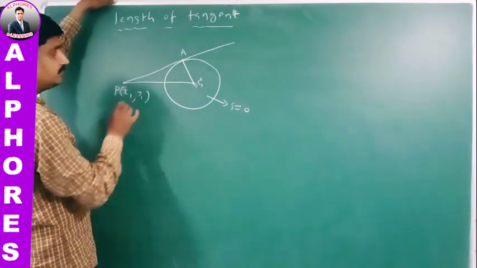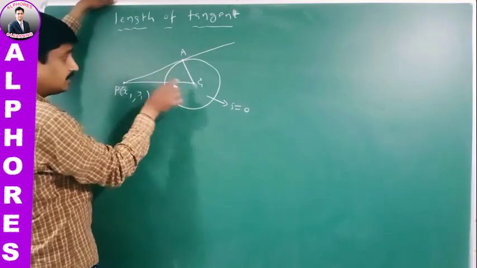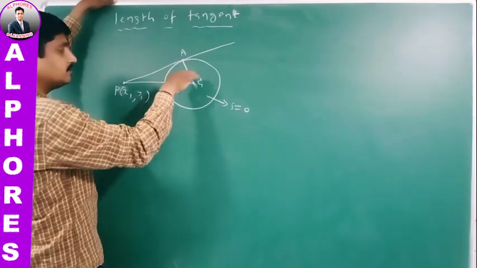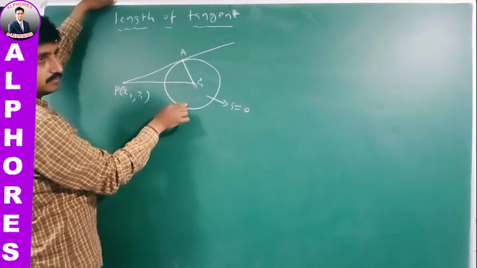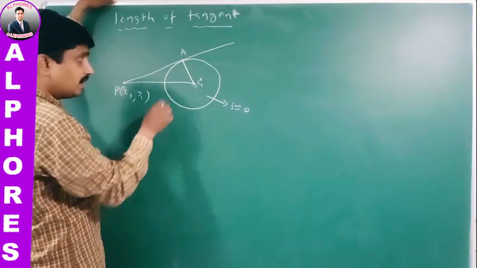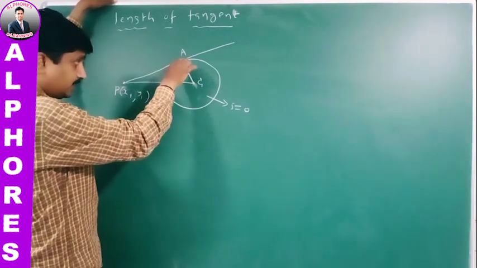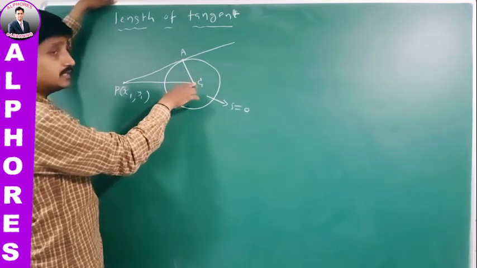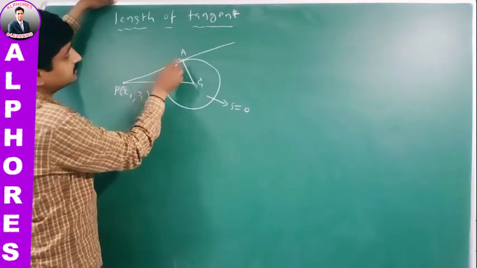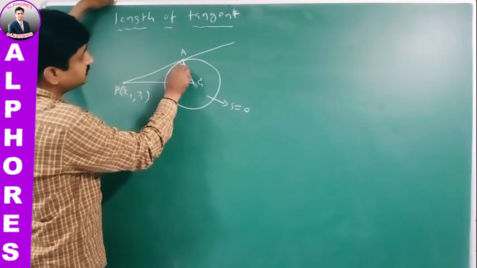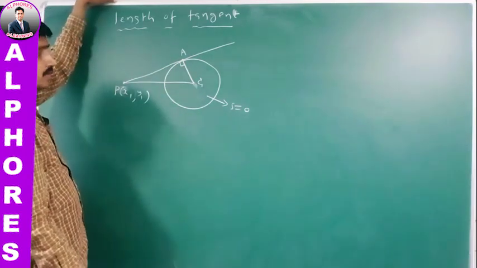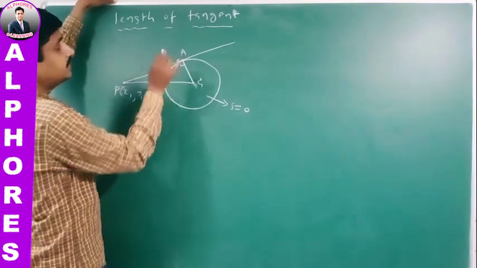Here this is the tangent of this circle. This is the normal of this circle. For a circle, the normal always passes through the center of the circle. This is the normal. These two are perpendicular. Here PA and CA are perpendicular.